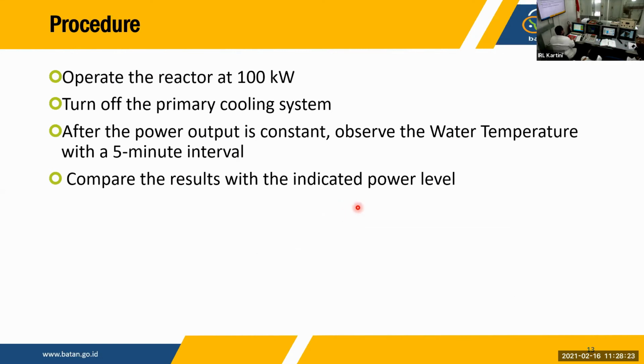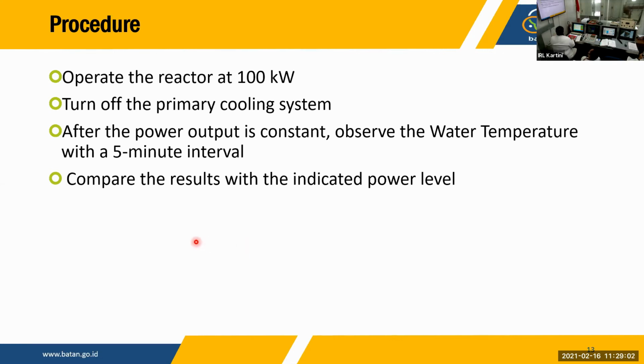For today, we will do the power calibration at 100 kilowatts, but we can also do the reactor power calibration at 50 watts. So we can actually do some variation in the calibration power, so we can have a good curve comparing the power level from the instrumentation system and the power level from the power calibration method using calorimetry.